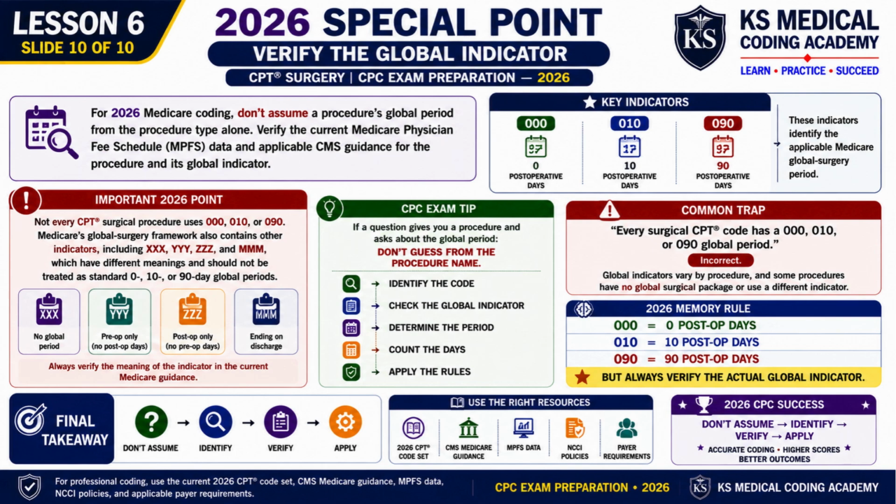Here's the CPC common trap. Every surgical CPT code has a 000, 010, or 090 global period. That's incorrect. So use this workflow. Identify the code → check the global indicator → determine the period → count the days → apply the rules. Your 2026 memory rule is 000 equals 0 post-op days. 010 equals 10 post-op days. 090 equals 90 post-op days. But always verify the actual global indicator.